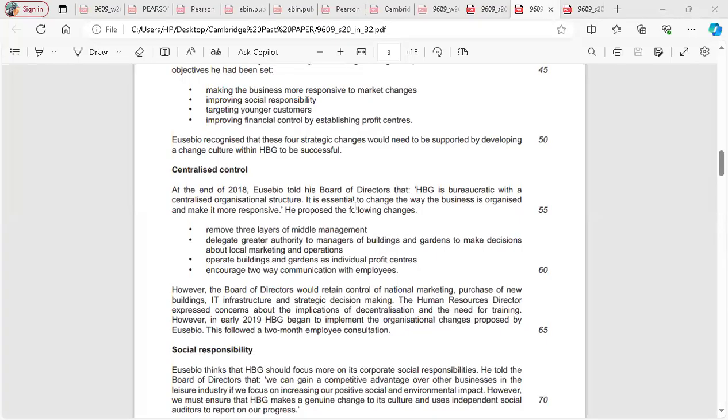For centralized authority, it means the authority flows downward. So the one at the top gives or makes the final decision. That is centralized. But they are complaining, based on the managers and the employees. They said they are not valued, that their voice is not being heard. So that's why Eusebio wants to remove 3 layers of middle management.